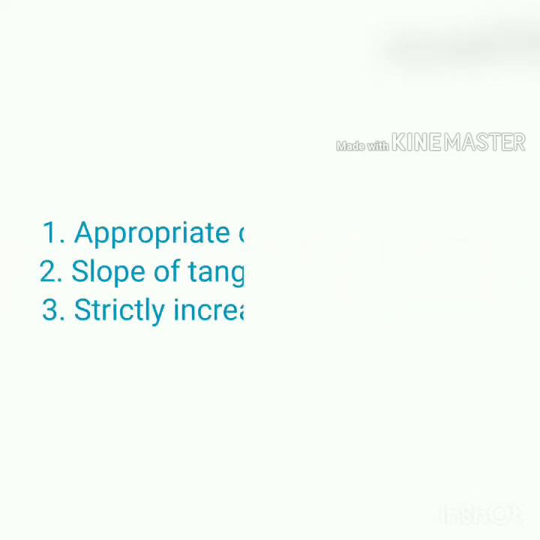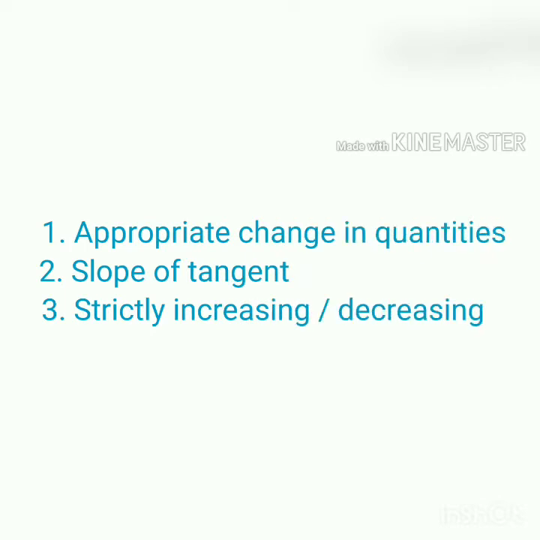So first, let's see what are the two markers that can be asked from this chapter. First, approximate change in quantities. Usually they'll ask you about the change in quantities. So they can give you the rate of change of something and they can ask you the change in another quantity. Then coming to the next one, slope of tangent. It will be a direct question. They'll just ask you what is the slope of tangent of some specific function.